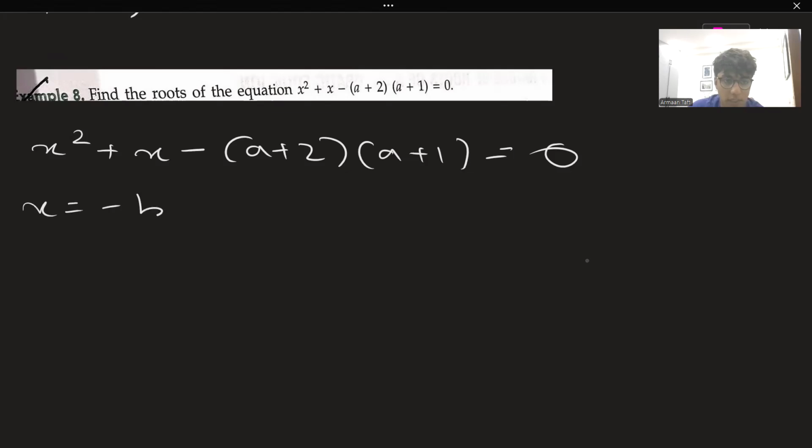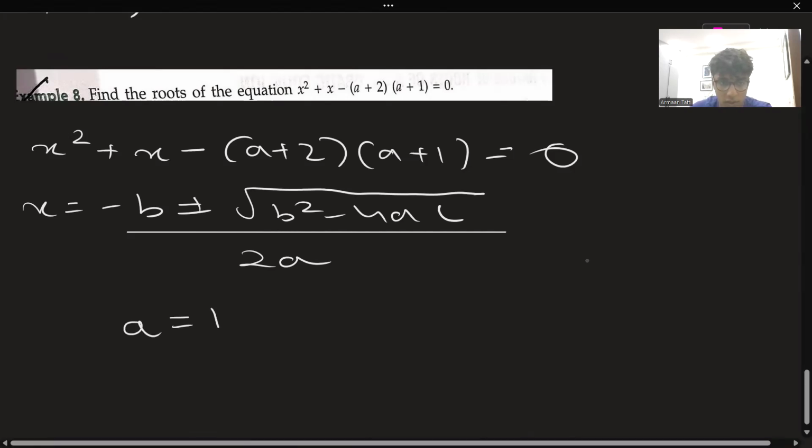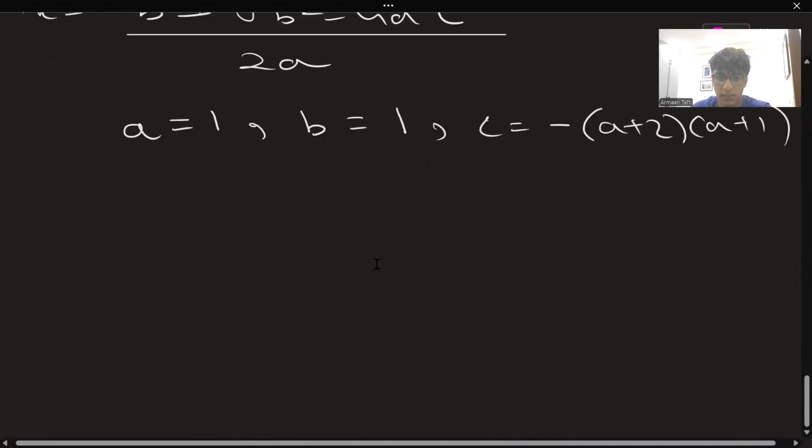x equals minus b plus minus root of b square minus 4ac, divided by 2a. And now let's start finding it out. I'll just write down what the values of a, b are here. Over here, your a is equal to 1, your b is also equal to 1, and your c is equal to this entire term, minus (a plus 2) times (a plus 1). So now let's simplify this.